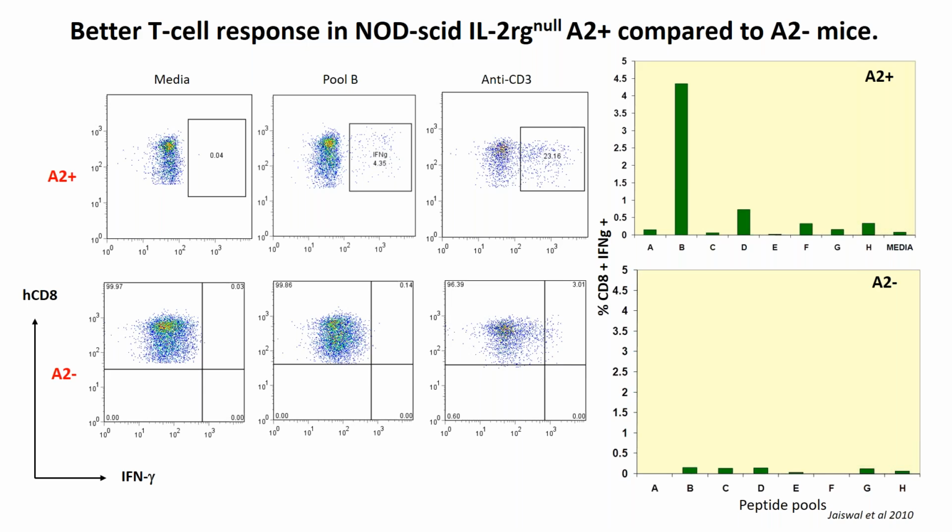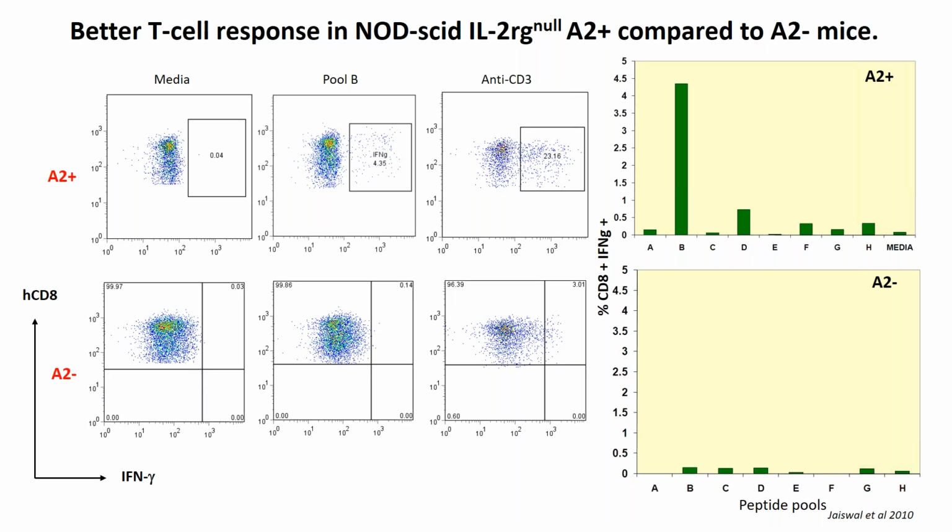So here the graph on the right of the slide shows the difference in the response between the A2 minus and A2 plus animals. And as you see, there is a qualitative as well as quantitative difference between the two strains. The A2 plus animals not only have a higher frequency of CD8 interferon positive cells, but there are also more peptides that responded compared to the A2 minus animals.